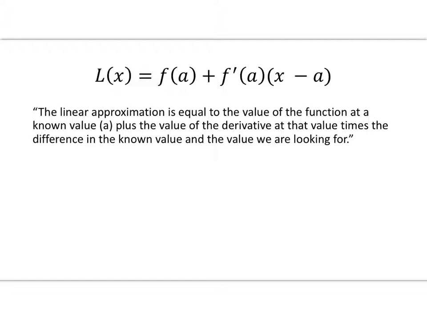Okay, so we have a formula. The linear approximation, L of x, is equal to the value of a function at some known value. And that's kind of a key thing, known value. So in that last example, the known value was either the square root of 16 or the square root of 25. So that's what the f of a is. Plus, I'm adding the derivative at that same value, so f prime of a, and then I'm multiplying it by the difference of what I'm really looking for and the value that I'm using. So big formula, it looks scary. It's not as bad once we actually start using it.